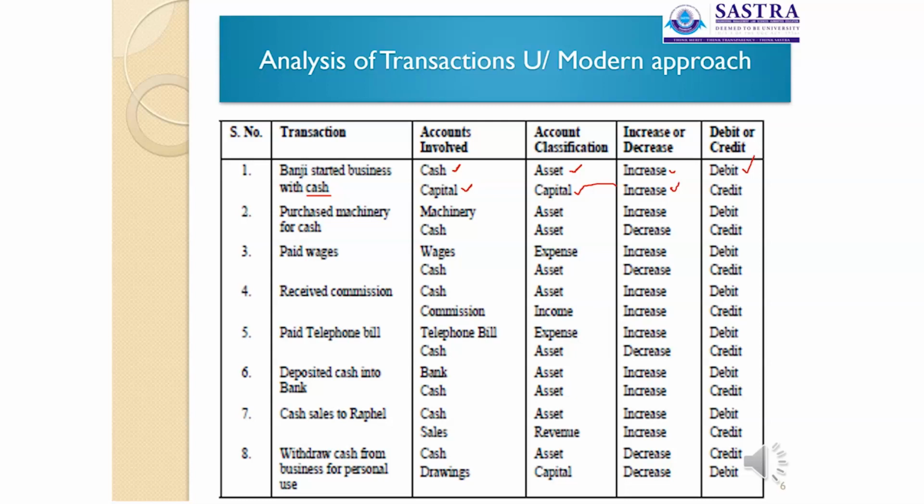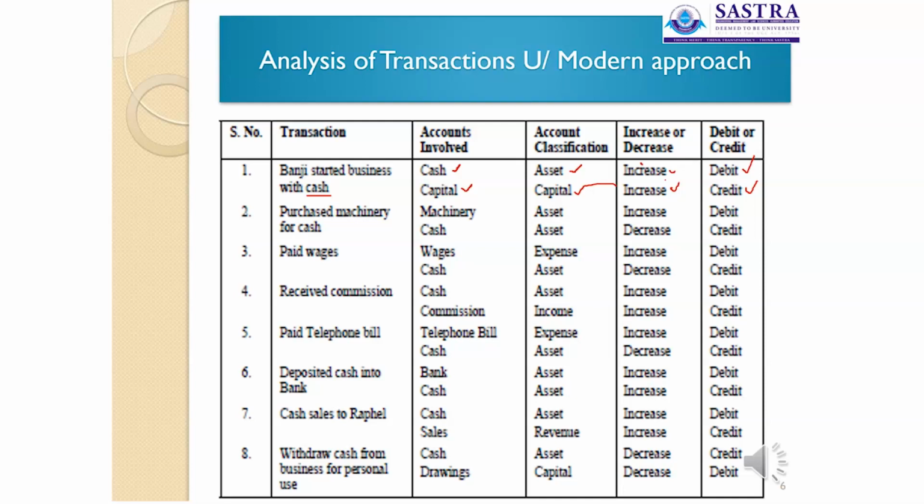So Banji started business with cash. What are the accounts involved here? Cash account and another one is capital account. On the basis of account classification, cash is related to asset, and capital is capital. Whether it is increase or decrease, asset will increase, capital is also increased. So if asset increases, it is to be debited. If capital increases, it is to be credited.